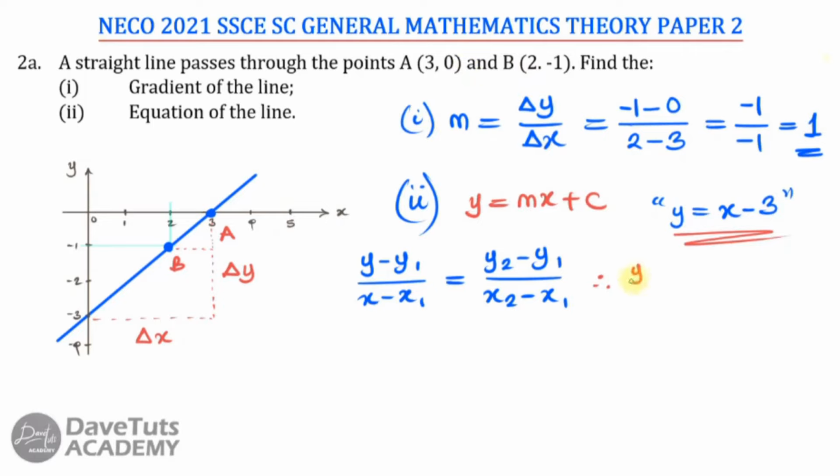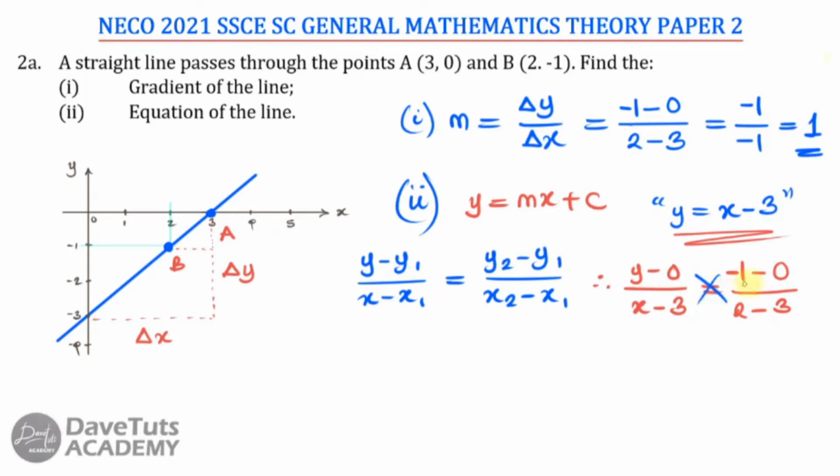So I'm going to have y minus y1. What is the value of y in the first one? I told you it is x comma y, so y here is 0, y minus 0 over x minus, what's the value of x1 here? It is 3, okay? Is equal to, in the second case, y2 now is minus 1 minus y1, which is 0, over x2 which is 2, minus x1 which is 3. So this is what I have, and y minus 0 is nothing but y.